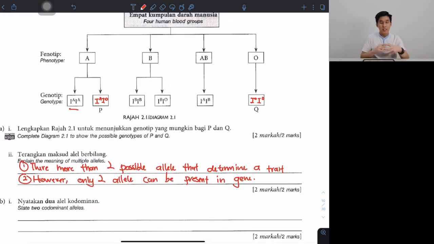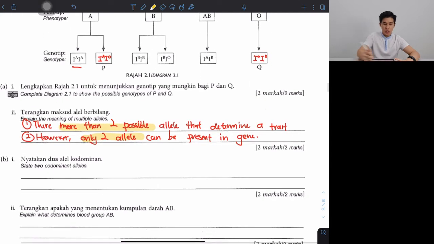Explain the meaning of multiple alleles. Blood group is a multiple allele trait because there are more than two possible alleles that determine a trait. Other than just one dominant and one recessive, you have two dominant and one recessive. However, the second point I must say is that only two alleles can be present in a gene. Then you only get one dominant and one recessive, or two dominant, or two recessive, that's it. So you can pause and write this down.